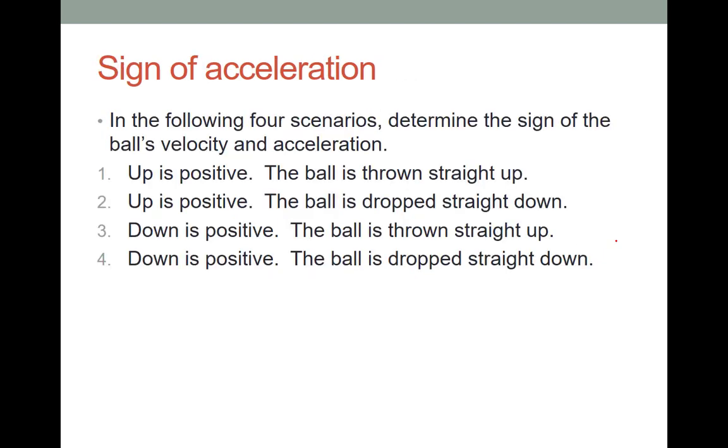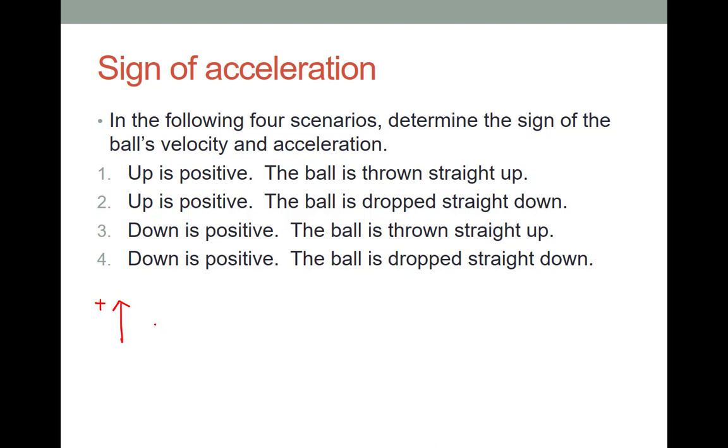Continuing along, we're now going to think about how we can get the same motion by changing around the coordinate system. So for numbers 1 and 2, or the first two scenarios here, we're going to work with up as positive. And for the last two scenarios, we're going to work with down as positive and then analyze the same motions. In the first two, we're going to let up be positive.